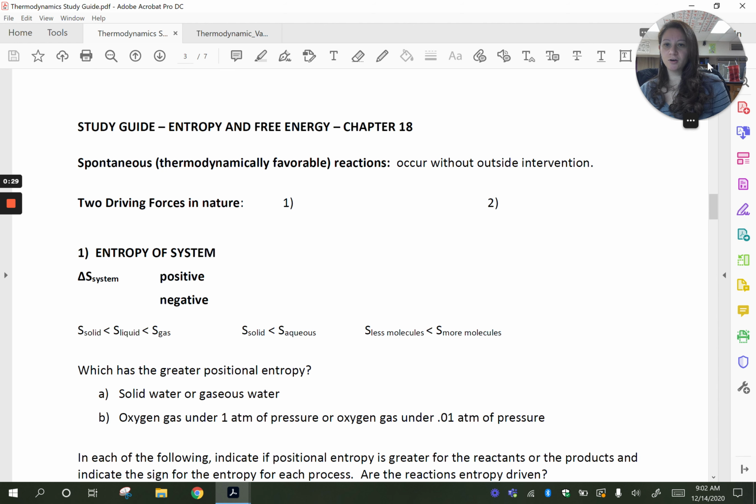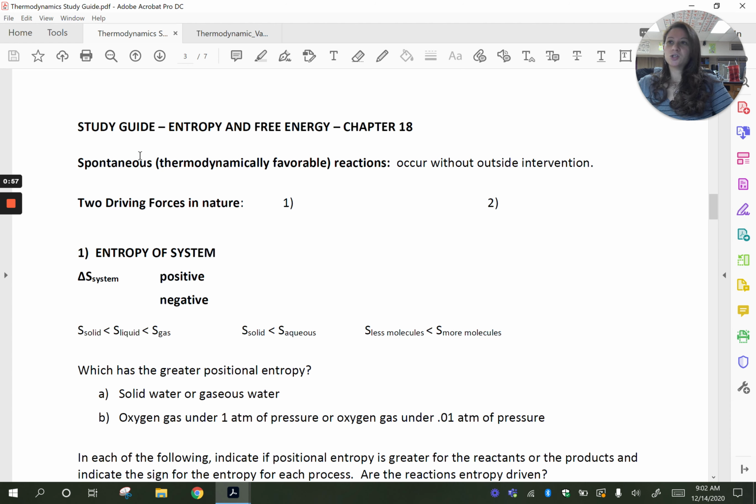And we're going to start with spontaneous reactions or thermodynamically favorable reactions. So spontaneous or thermodynamically favorable mean the same thing. College Board prefers the phrase thermodynamically favorable over spontaneous. But what that means is that it's a reaction that occurs without outside intervention. So I don't hook it up to electricity, for example, or give it a lot of force to get it to go.